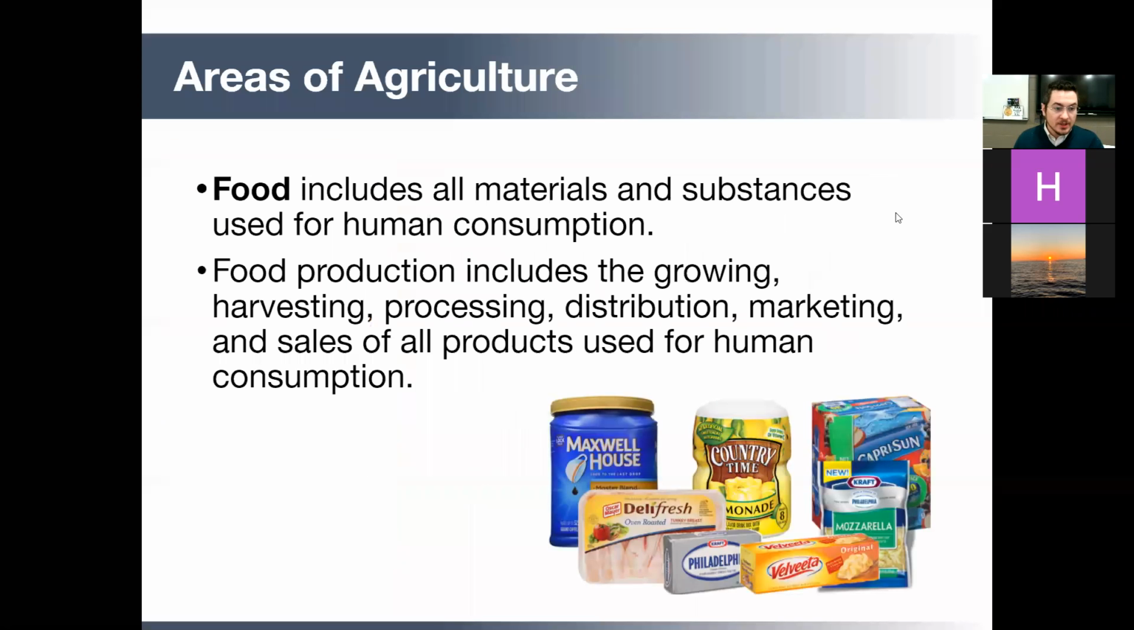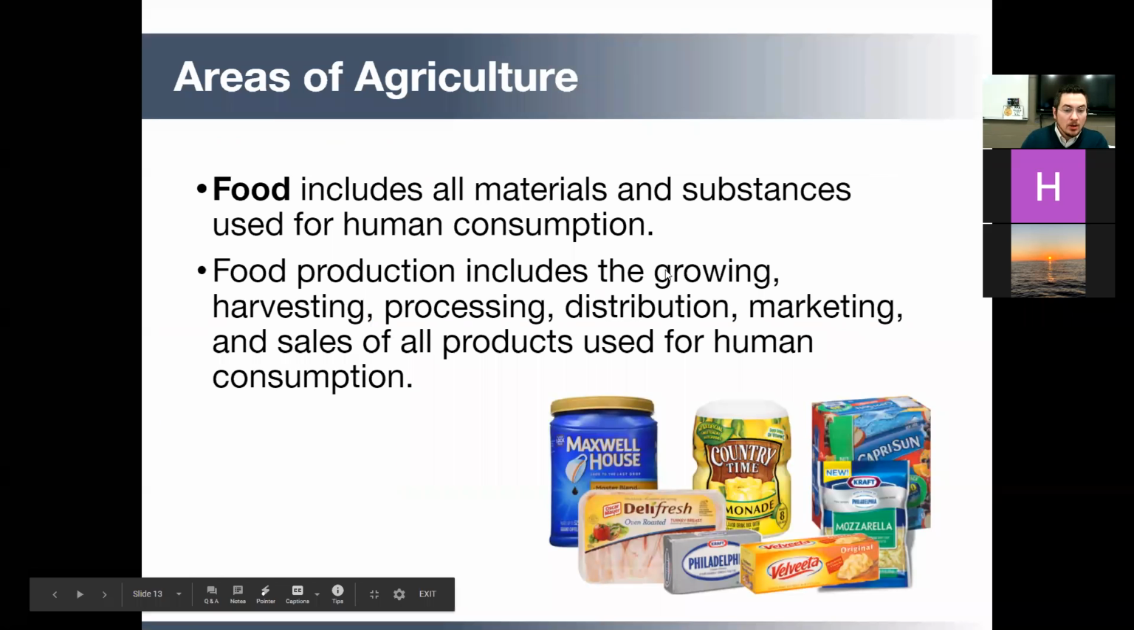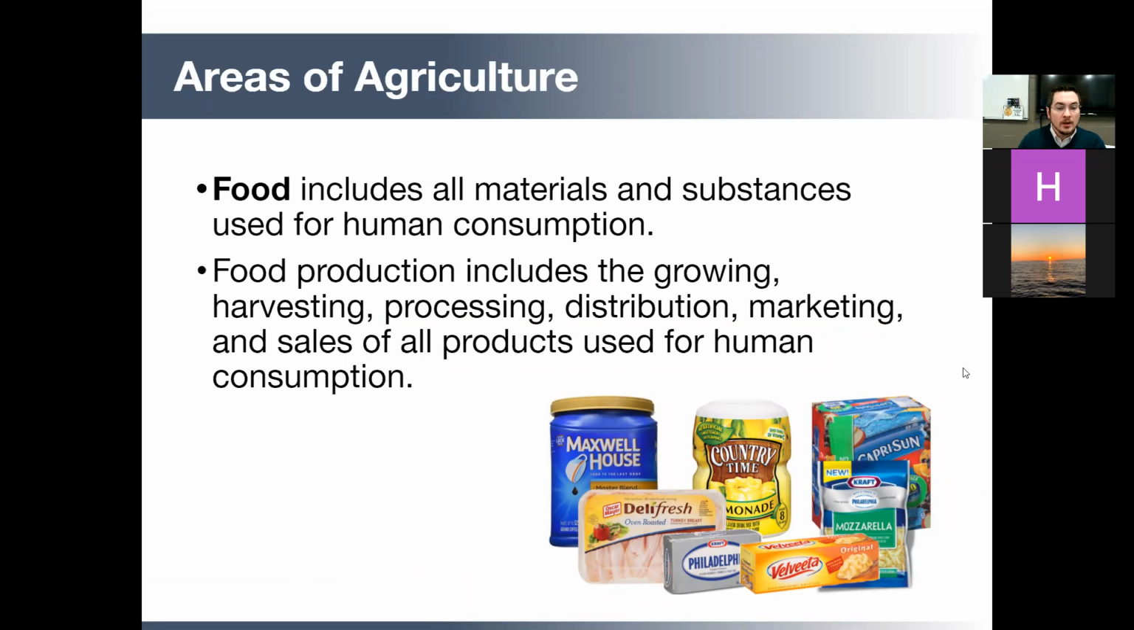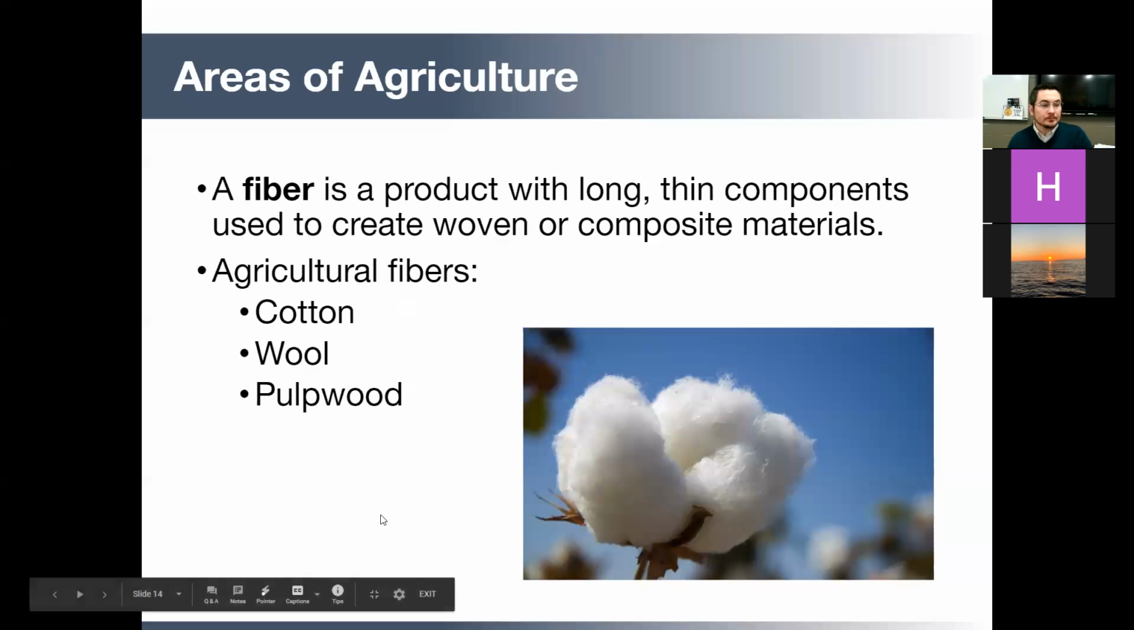Food includes all materials and substances used for human consumption. It's the stuff we put in our mouths. Food production includes the growing, harvesting, processing, distribution, marketing, and sales of all products used for human consumption. There's a whole lot of examples down here, all included in the food area of agriculture.